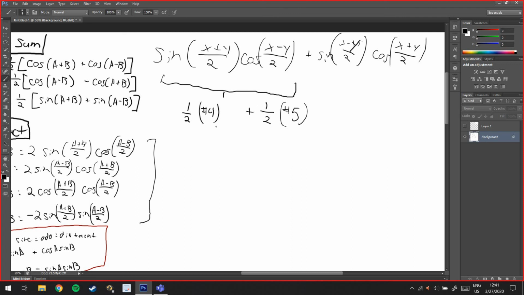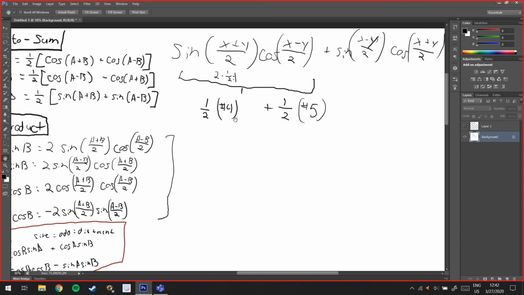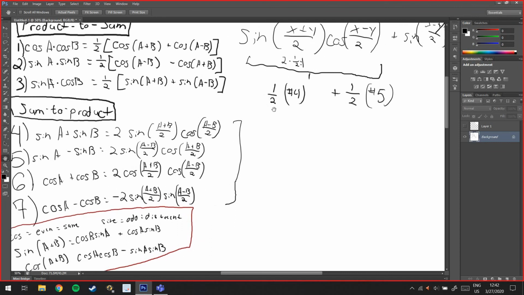Which is fine to say, because if I had 2 times a half, that would just give me 1, so that makes sense. So number 4 tells me that this is equal to half of sine of X plus sine of Y, and then plus half of what number 5 tells me, which is sine of X minus sine of Y.